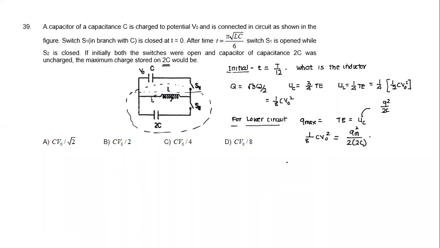2C. That's when the maximum charge is stored, and very easily you can find Qm. This 4 will get cancelled, 2 will remain here. So when we take a square root, it becomes square root of 2. That's the maximum value of charge.